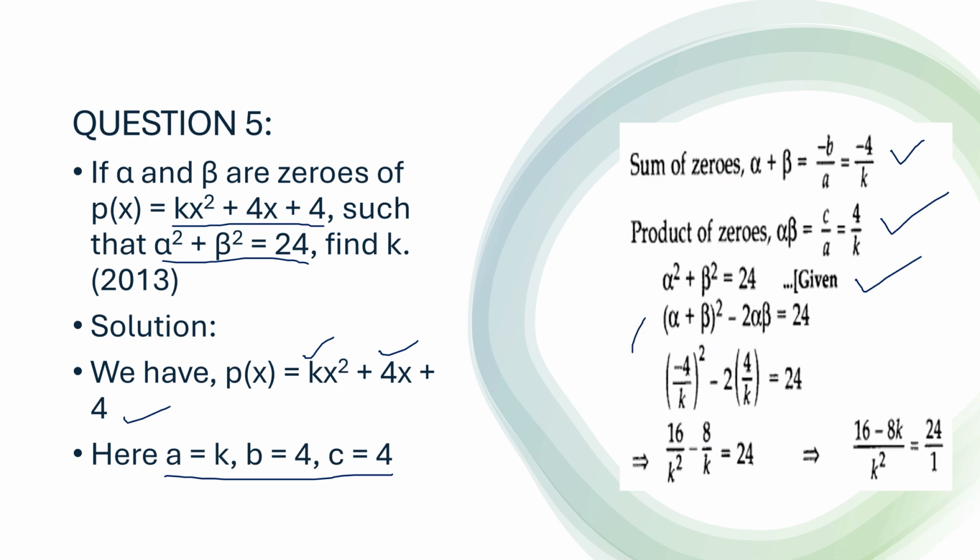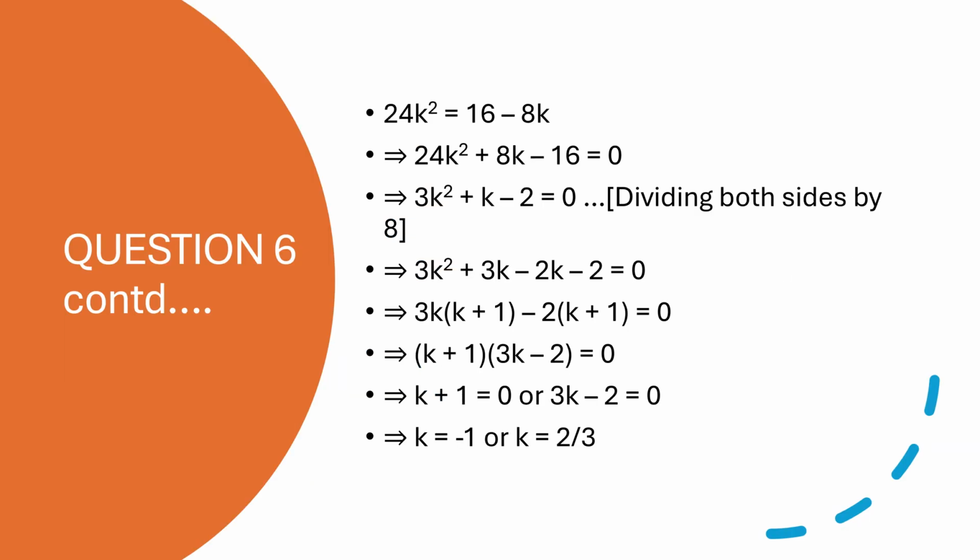Now you just have to substitute the values which you have found for the sum of zeros and product of zeros. And then after calculating, you will get the value of k. So once you get the quadratic equation, 24k squared plus 8k minus 16 is equal to 0. Here you see we have reduced it to lowest terms by dividing the entire equation by 8.